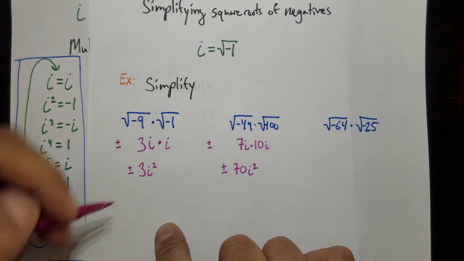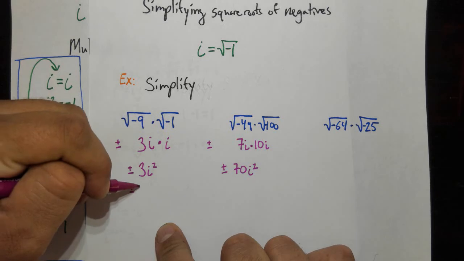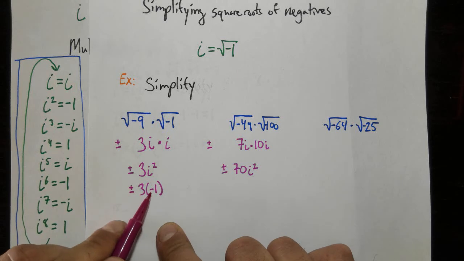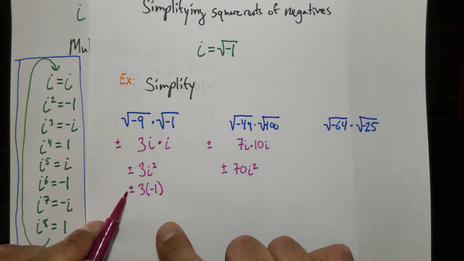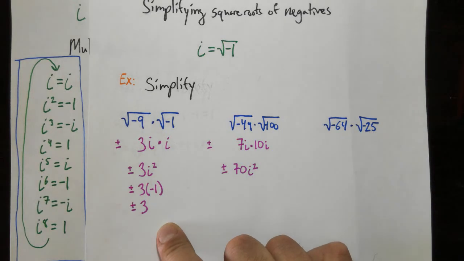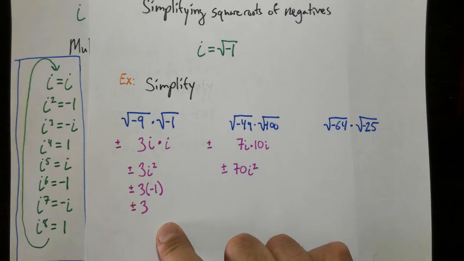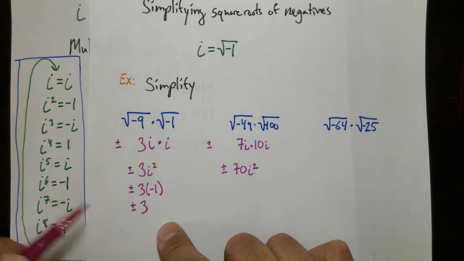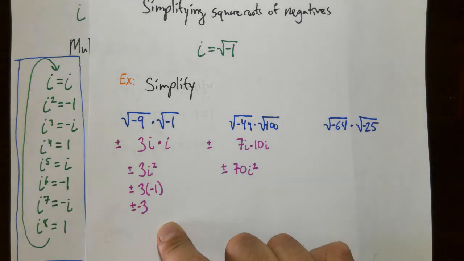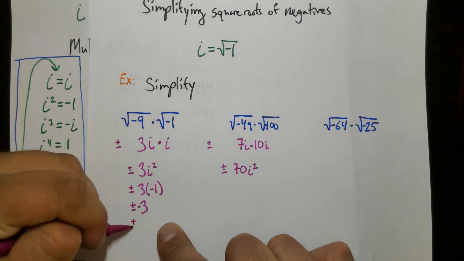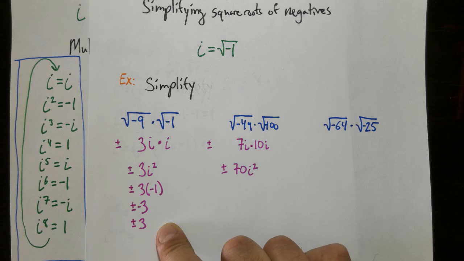So let's go back to this one. This is going to be plus or minus 3 times negative 1. Well, 3 times negative 1 is going to be negative 3, but since we're taking account of both positive and negative anyway, does it make sense that our answer is just plus or minus 3? I hope you guys can see what happened to that negative 1. Really, plus or minus negative 3, right? But since we're accounting for both a plus or minus, isn't it the same thing as just saying plus or minus 3? Yeah, it is.